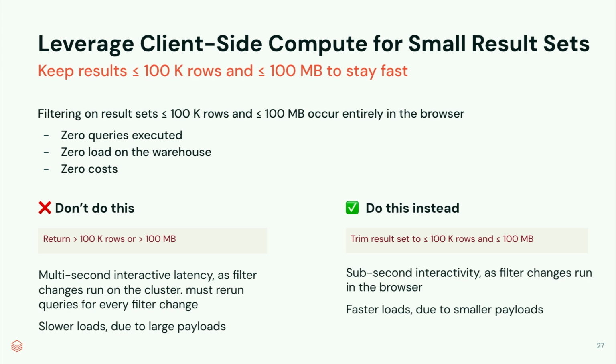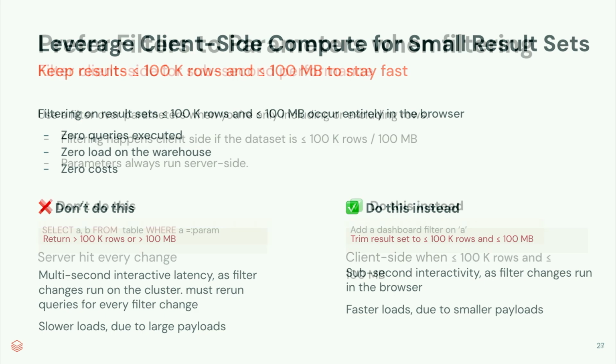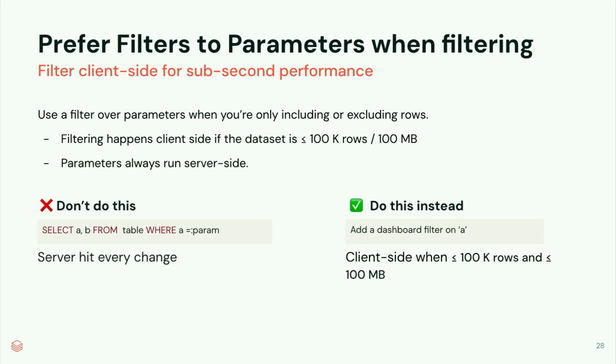If it has to run, for example, a parameter change, or it's too big, it must run the query on the server side. So of course that's going to be slow. If you keep it under, of course, you're going to get that sub-second latency. And as a follow-up point to that, this is why this slide is here for filters to parameters. Filtering happens client-side if the dataset is small. The parameters always run server-side. You can see the difference in the example here. On the left-hand side, maybe it might be your right, I don't know.